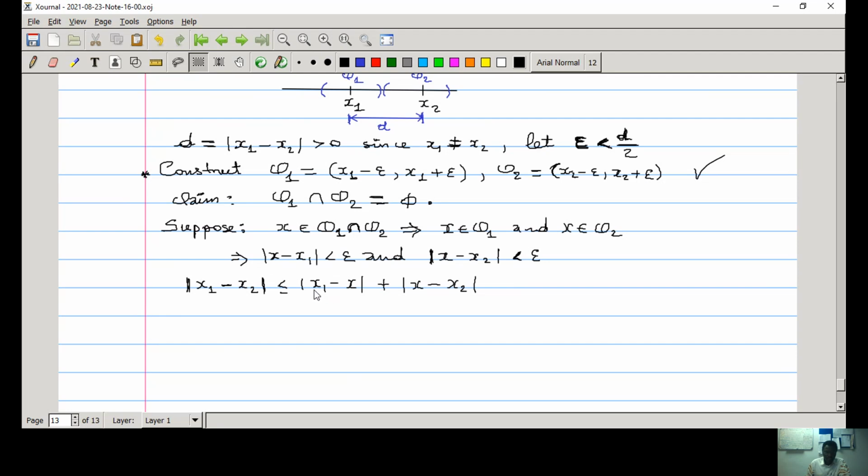Okay, but what is the meaning of this? Oh, this one. We know that this is that one. So this is less than epsilon. The other one is less than epsilon.